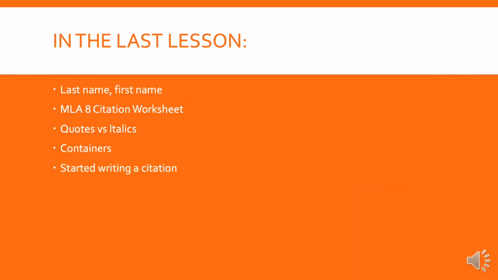So in the last lesson, we learned the last name first, first name last. This is extremely important to learn because every citation does this. So the first name that is listed in a citation is last name, first name. And every other name after that is first, then last. Again, I don't know why it's like this, but it is.